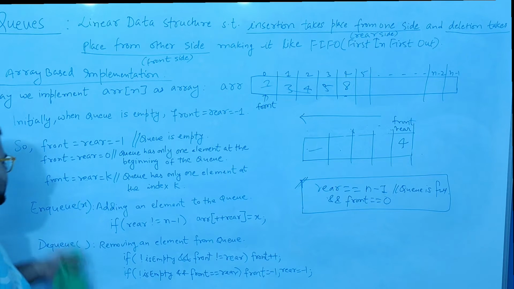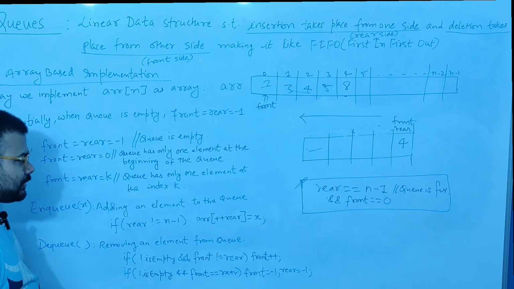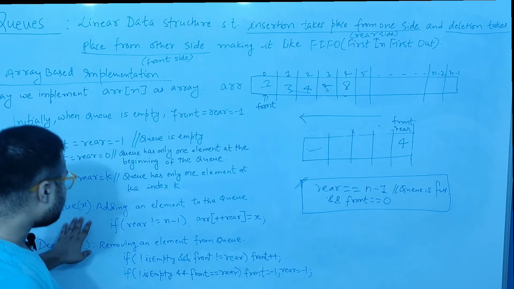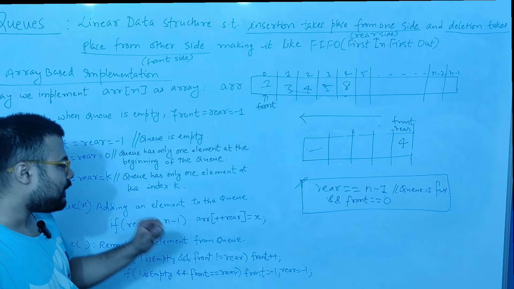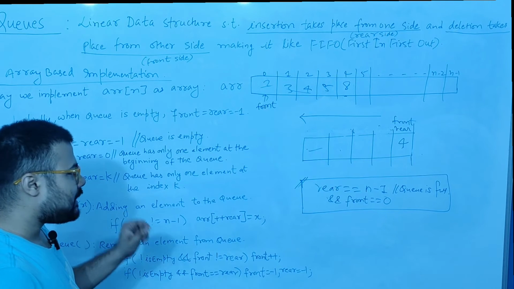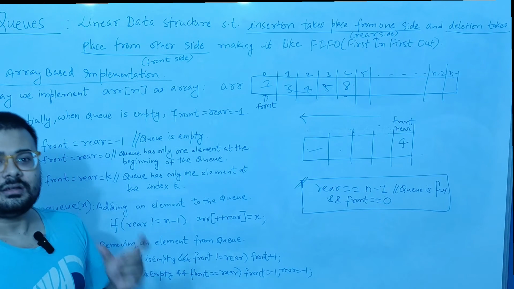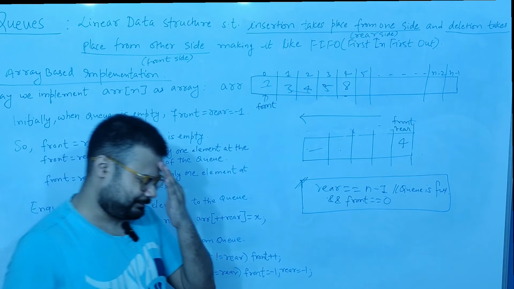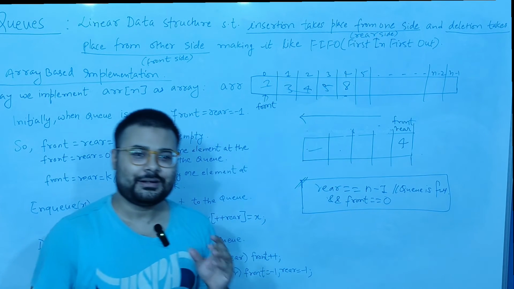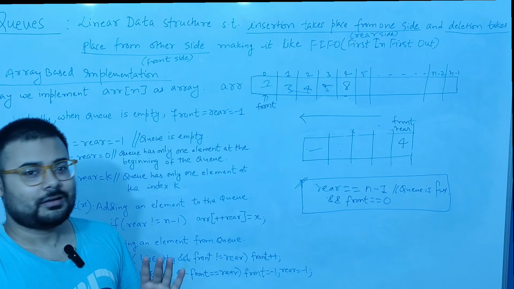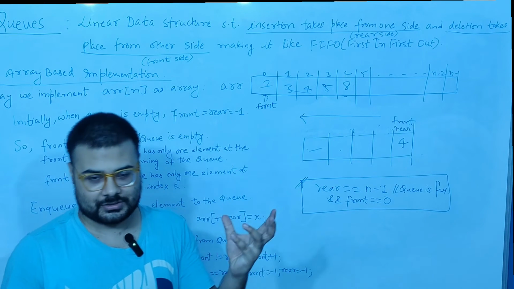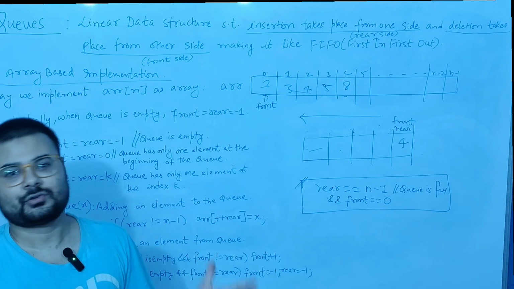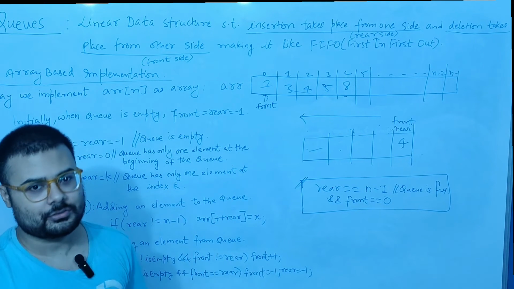So we have seen the Enqueue operation. In the Enqueue operation, you can add an element if the value of rear is not the last index of the array. Then you can add an element.